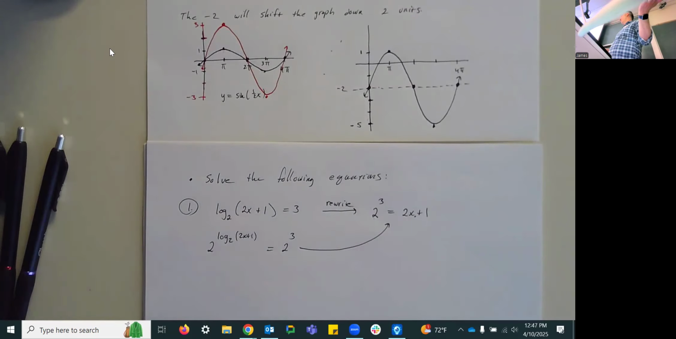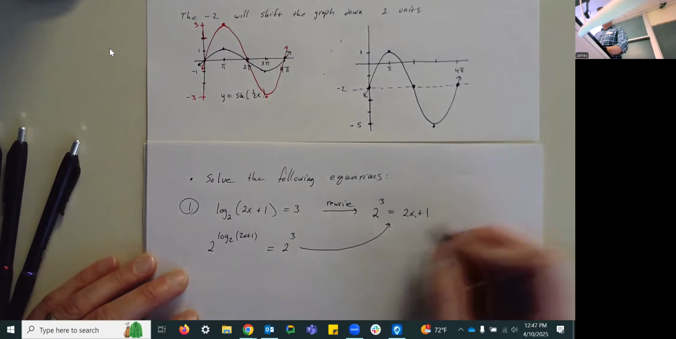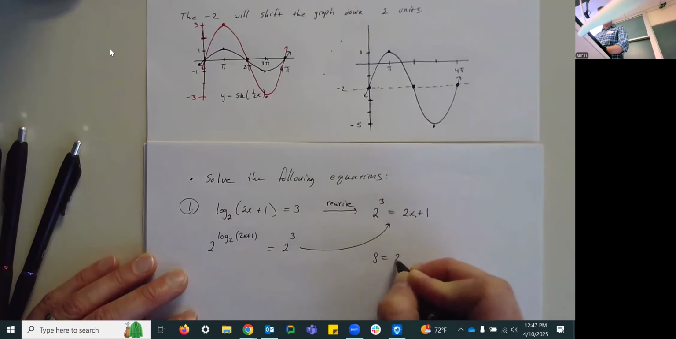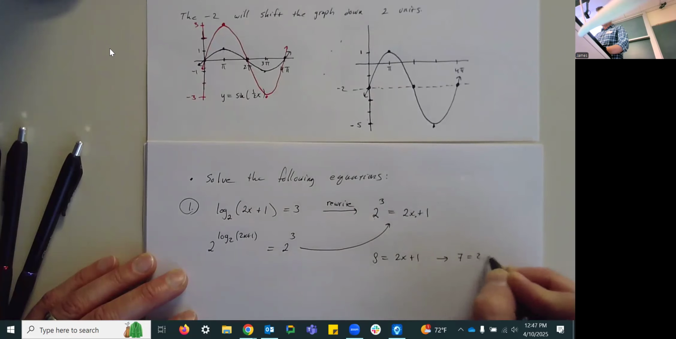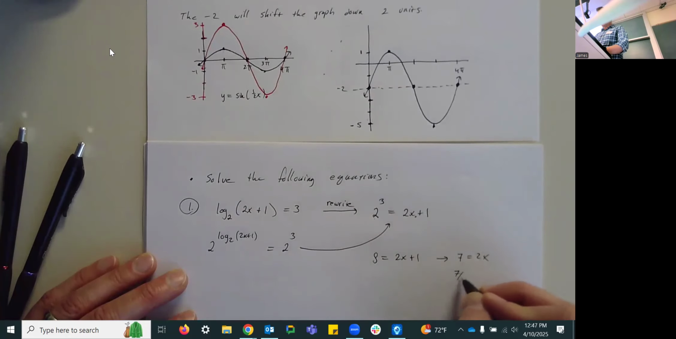It's fine to think of it either way. Do think of it whichever way makes more sense to you. And then solving this is not too terrible. We've got 8 equal to 2x plus 1, subtract 1. We've got 7 equal to 2x, divide both sides by 2. 7 over 2 is equal to x. Or if you prefer, 3.5.